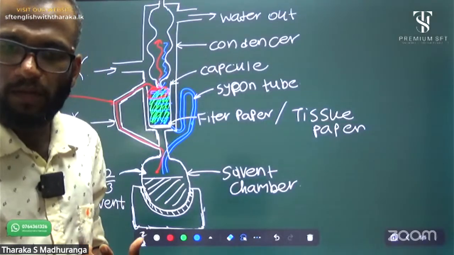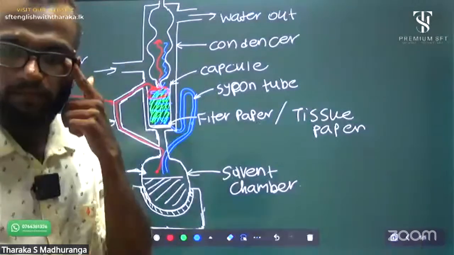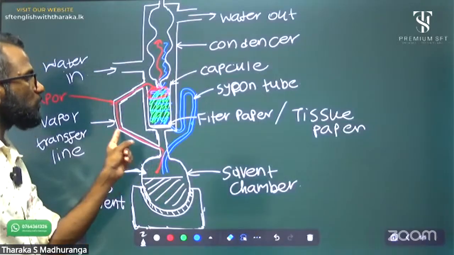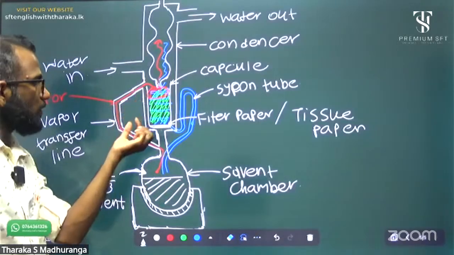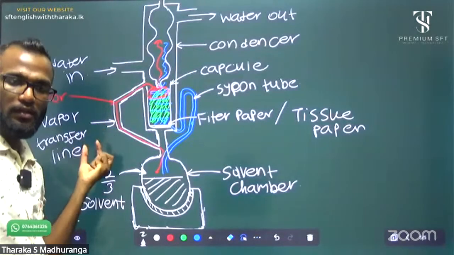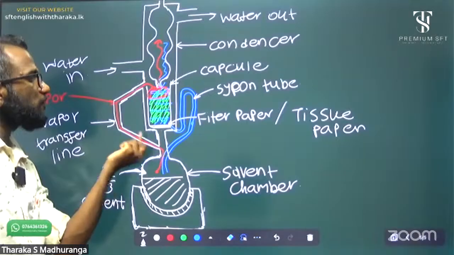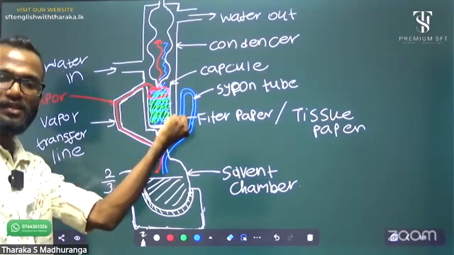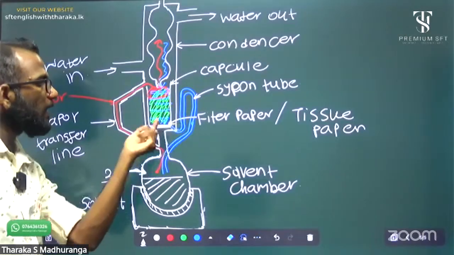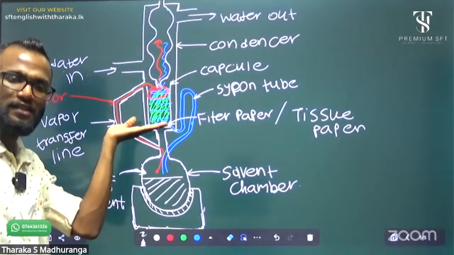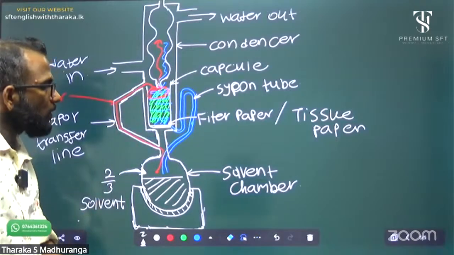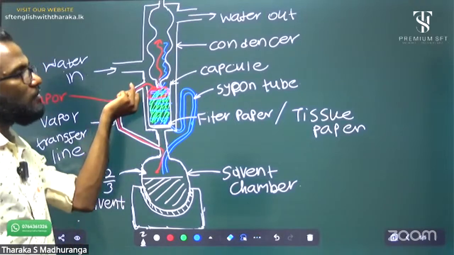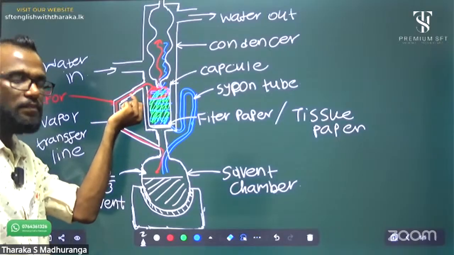After evaporation, the vapor gases go through the left side tube. That is the vapor transfer line, right? Because that is a free path. The other path has a U-turn, so it has a disturbance, and this part also has plant material and tissue paper, which disturb it. Due to that, vapors always transfer through the free path without disturbance.